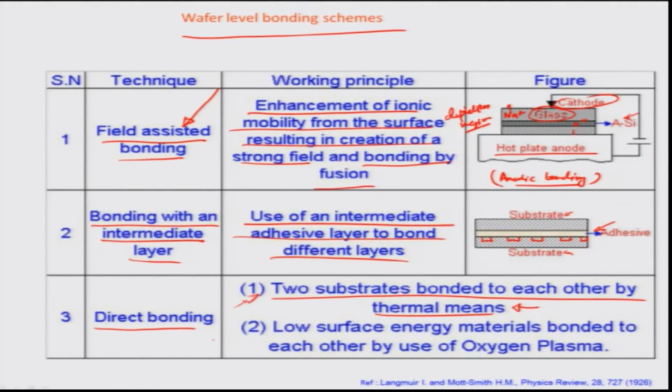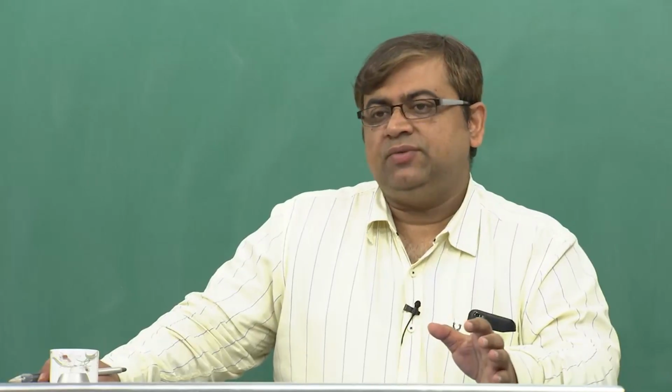Then there are means which are available particularly for low surface energy materials like polymers, which can be bonded to each other or to glass or silicon substrates by exposing them to oxygen plasma, which quickly changes the surface energy of such structures. Such bonding schemes are very widely available, particularly when we talk about polymer MEMS fabrication.